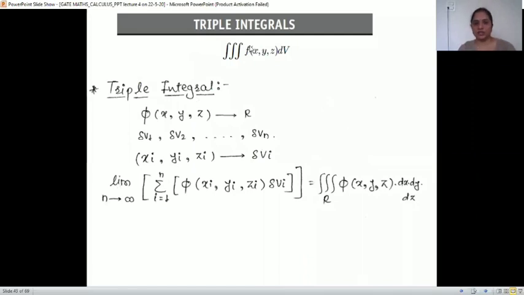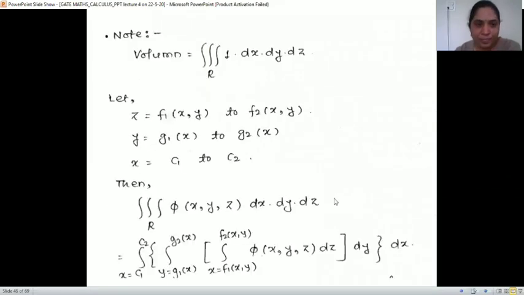Next, triple integration. So you know the notation: the triple integration of some function in x, y, z variables with respect to dx, dy, dz over the region R. And the volume is denoted as the triple integration of dx, dy, dz. As area is the double integration dx, dy, volume is the triple integration dx, dy, dz.